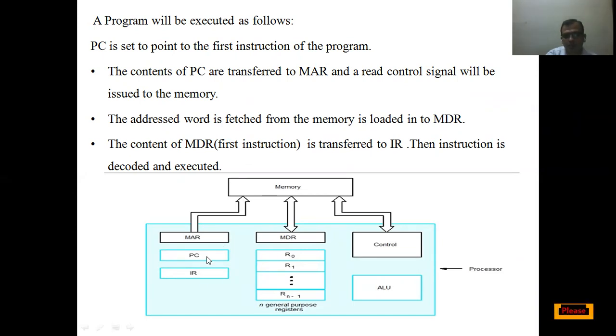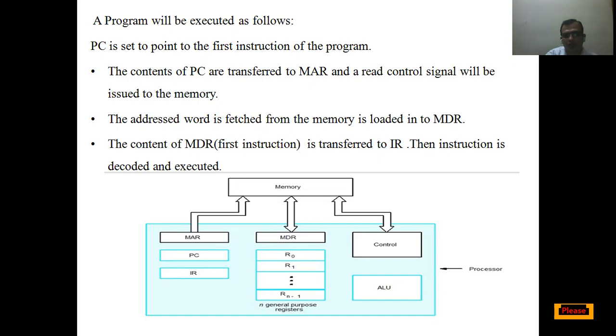Here is the PC, the program counter. It is set to the first instruction of the program, and the PC content is transferred to the MAR, and a read control signal is issued to the memory. MAR stands for Memory Address Register. The addressed word fetched from the memory is loaded into the MDR. So the MAR gives the address, and the data from the memory is moved to the MDR. The content of the MDR is then transferred to the IR.